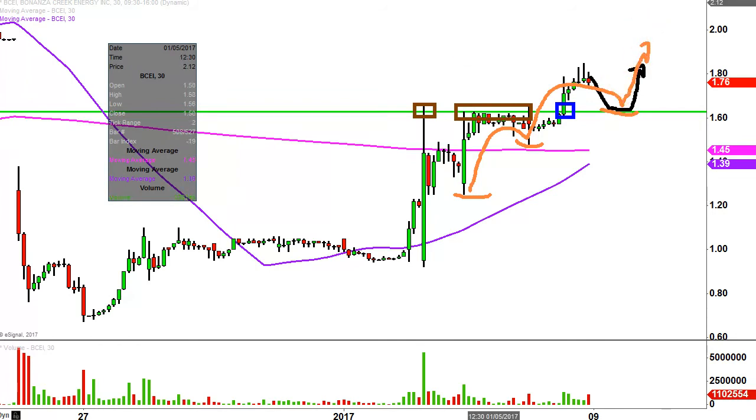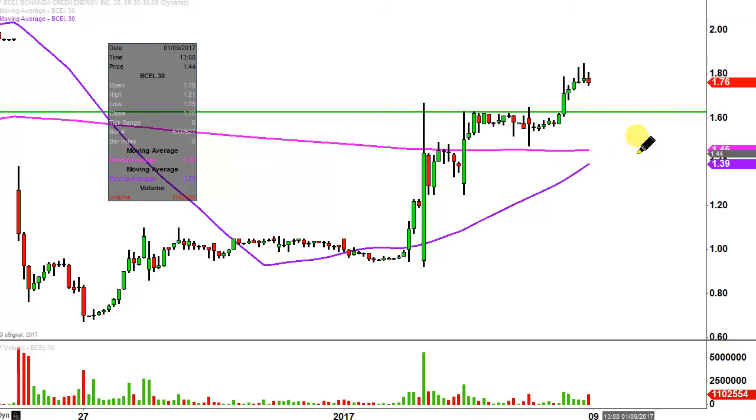So $1.63, newest area of support. And then the next one after that, as I talked about in yesterday's video, is going to be that pink line right there, which is the 200 period simple moving average. But as it stands right now, the price has closed way up in the $70s. So I'll just leave it at $1.63 and then the 200 period simple moving average.